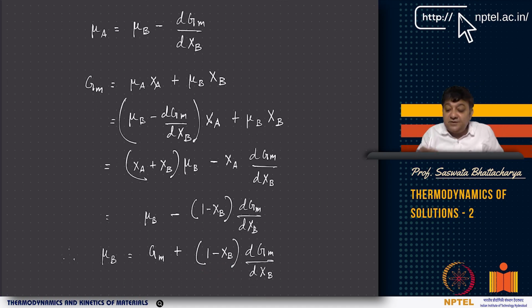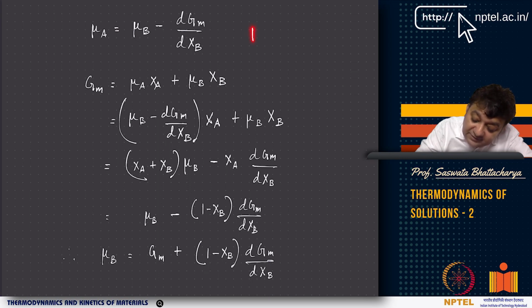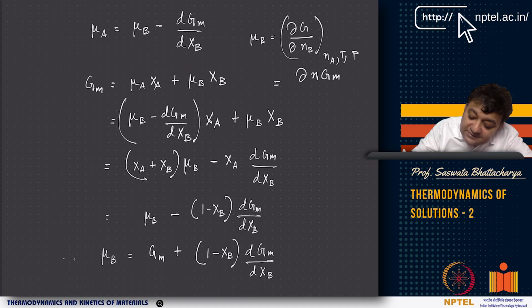See, there is a very nice geometrical interpretation. Also remember you can do the same by starting with the definition. You can start with mu b, which is del G del nb for fixed T, P, and na. Then you can write this as del (nGm) del nb, where n is basically n equals na plus nb, keeping T, P, and na fixed.